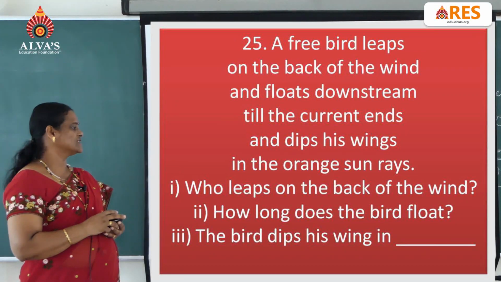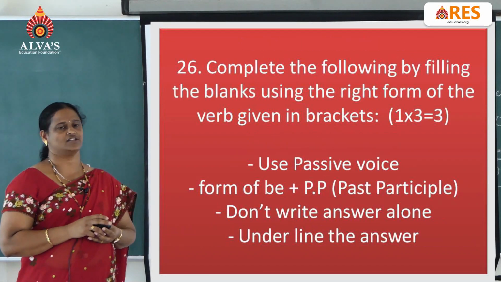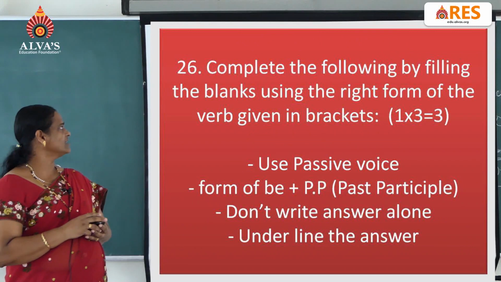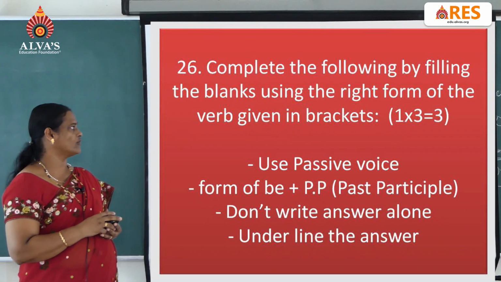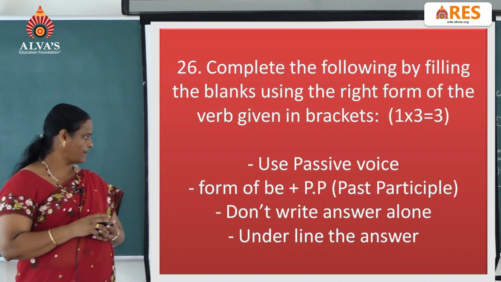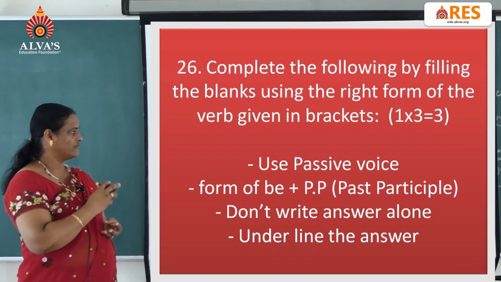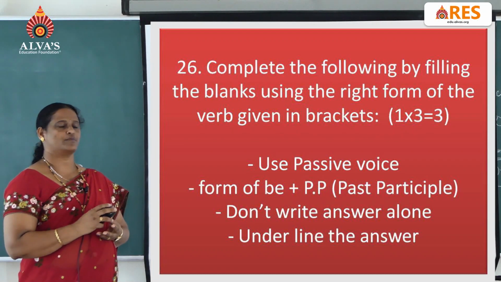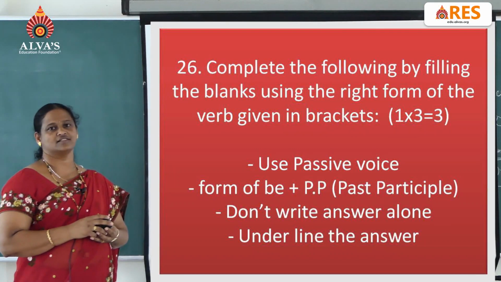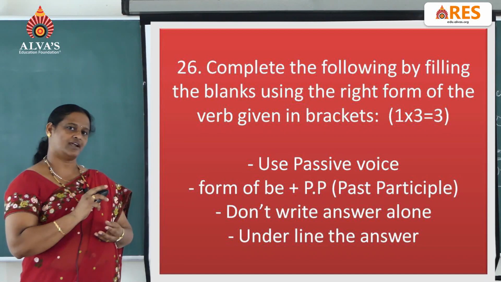The bird dips his wing in the orange sunrays. Now complete the following by filling the blanks using the right form of the verb given in brackets. It's related to passive voice, and you are expected to write the be form plus past participle form of the verb. And here you should not write the answer alone. You write the paragraph as it is, fill the blank and underline the answer.